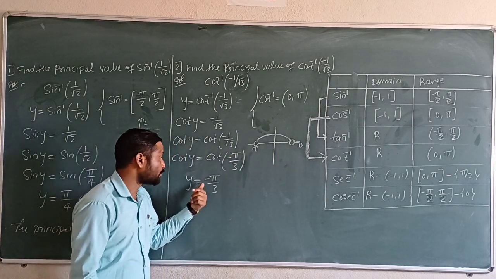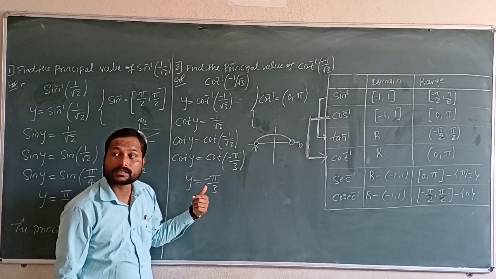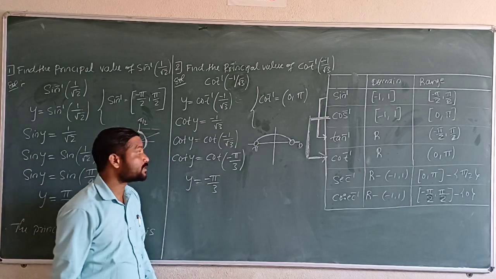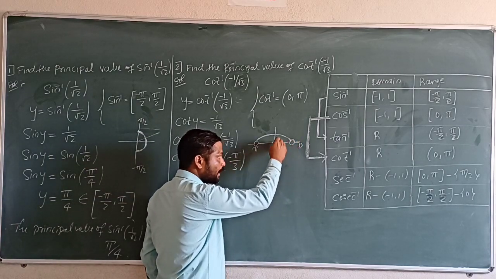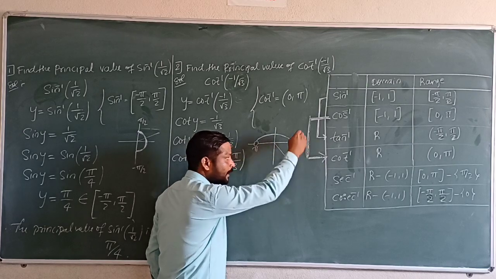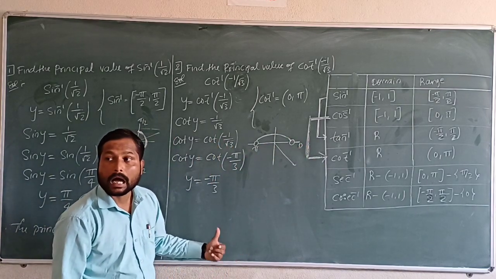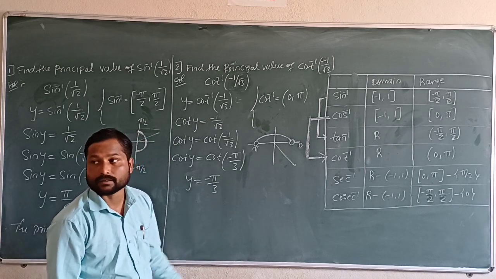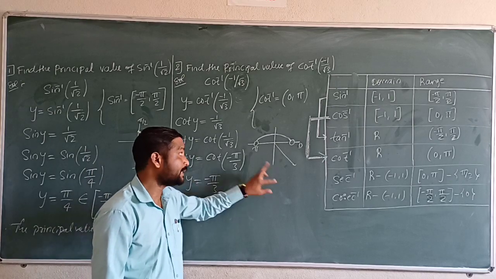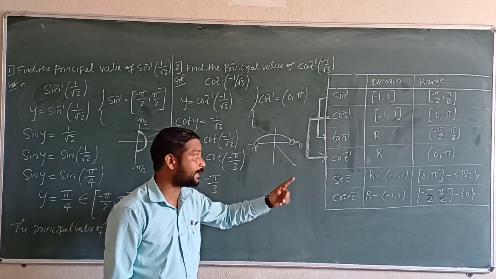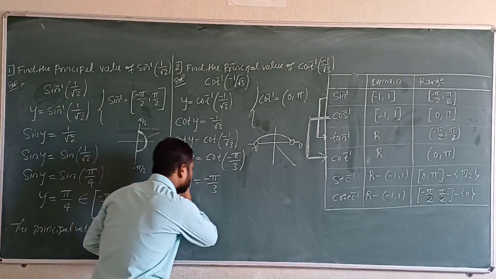Here y equals minus pi by 3. Minus pi by 3 means how many degrees? Minus 60 degrees. Which quadrant does it go to? The fourth quadrant. So the value is outside the range. But now what should I do? I have to convert it to inside the range. Take it as pi minus theta.